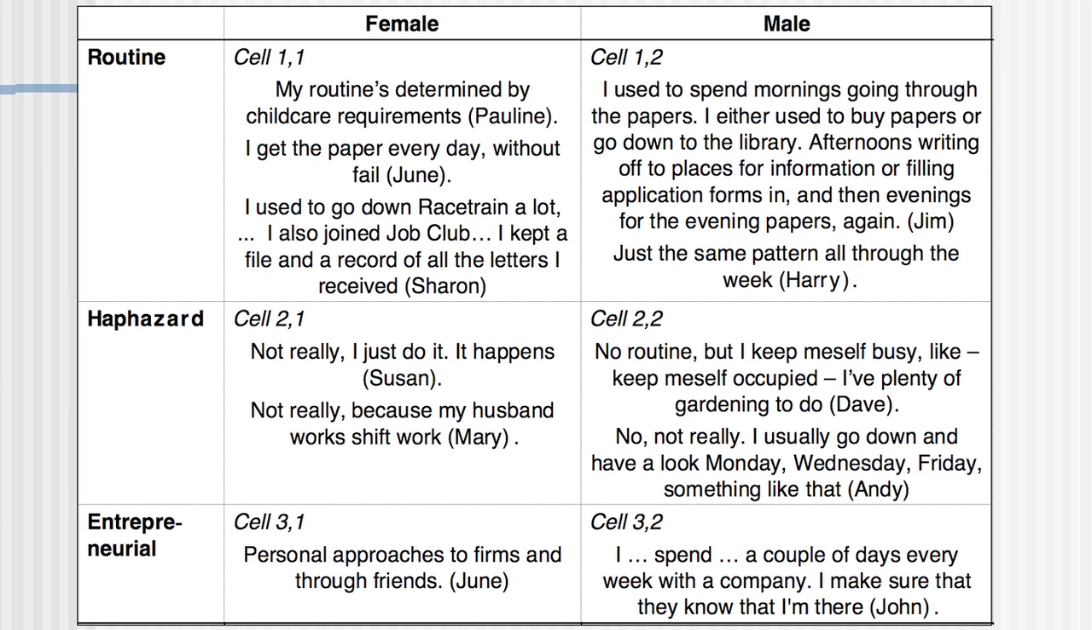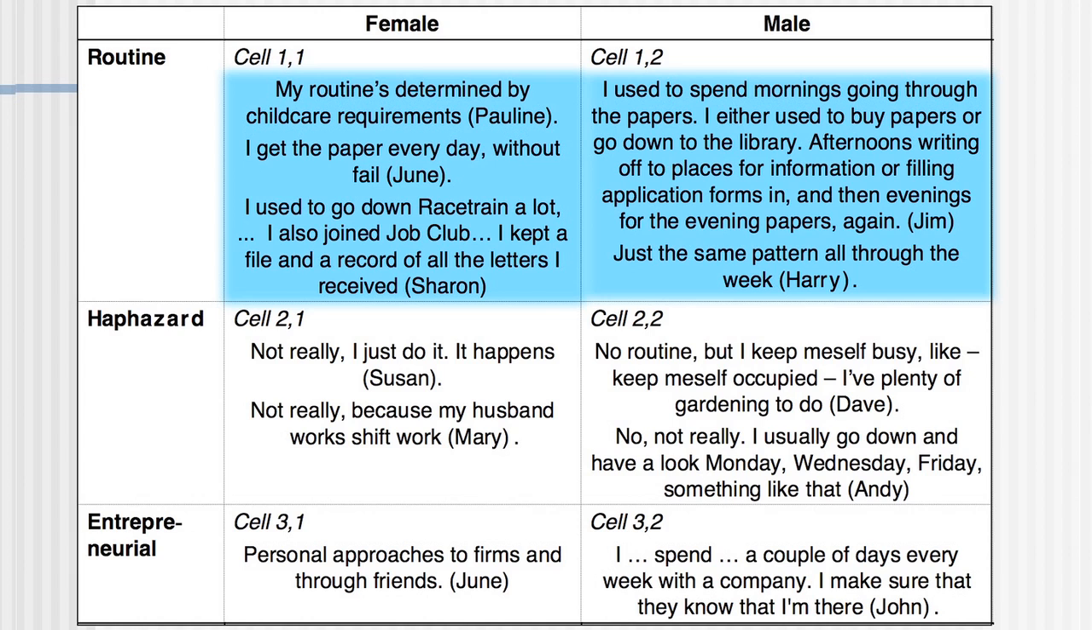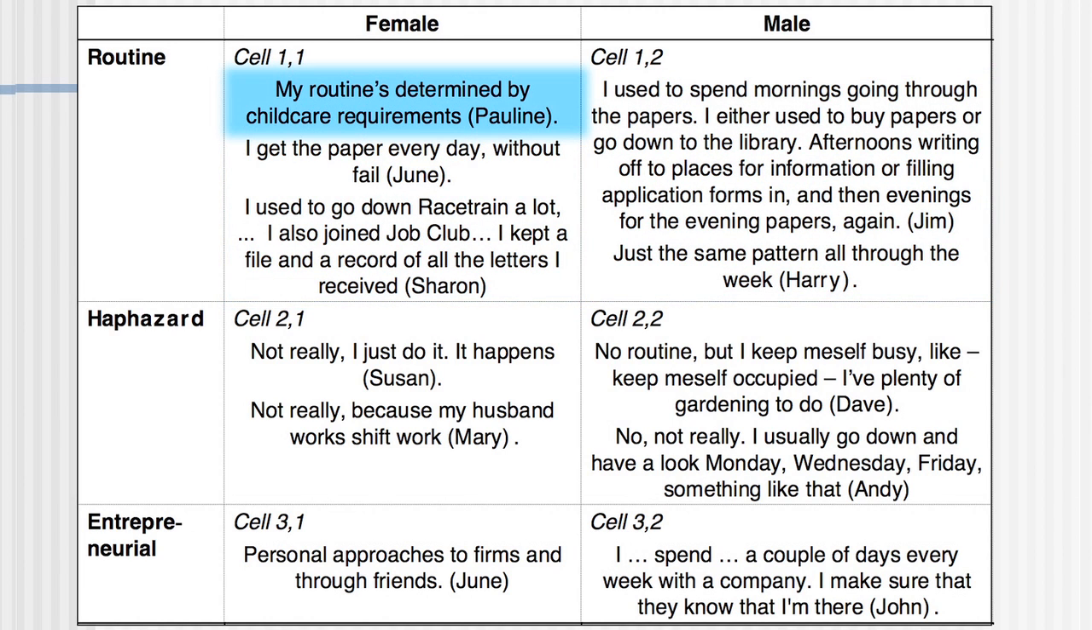One particular obvious thing to do here is compare male and female. What do females taking a fairly routine approach to looking for jobs say, compared with males? And you can see one thing that quite clearly comes up is childcare requirements and some things like that, which obviously the men don't mention. That's a summary of things over these several respondents.